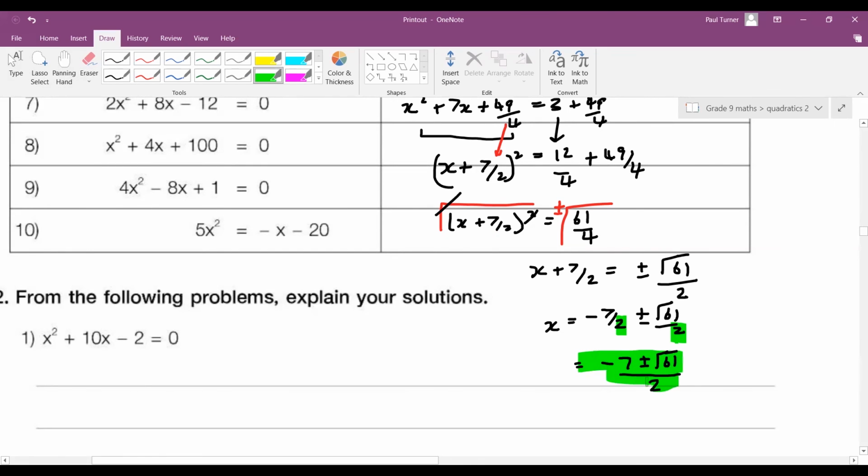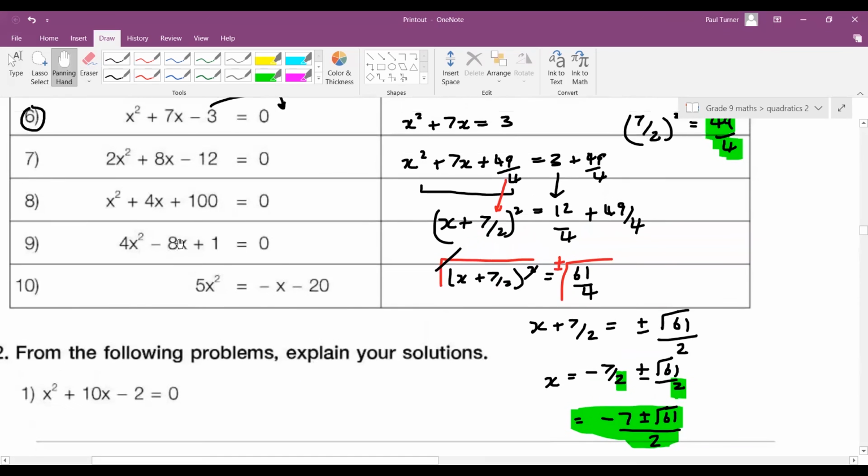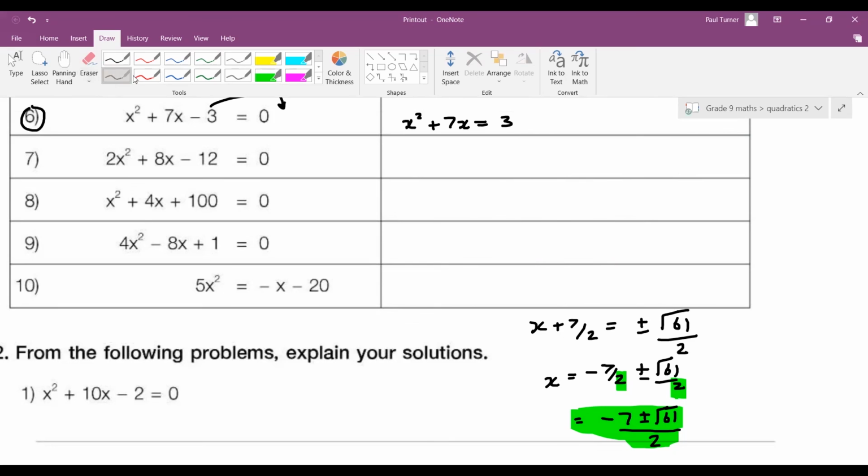So I'll leave that there a minute, because tomorrow you'll be doing similar ones mainly by yourself. Okay, we have a few more minutes. I'll give you the answers to these other ones, and then you can check yourself. So just copy that one if you're copying. So your answer up there is minus 7 plus or minus root 61 on 2 for question 6 there.